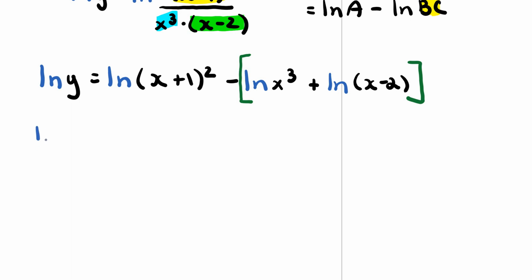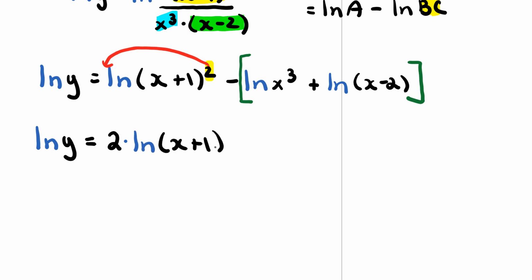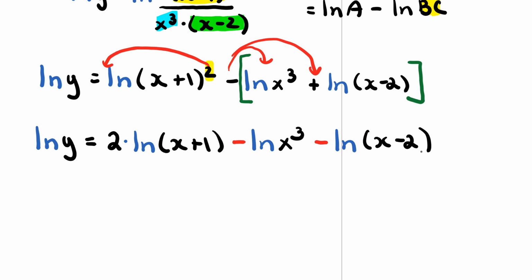So on the left-hand side, I have ln y, and on the right there's a power of 2, so we can start by kicking that to the front. So that's going to be 2 times ln of bracket x plus 1. And then this minus sign here, let's just distribute the minus sign first. If I distribute the minus sign, I have a minus ln of x cubed, and then minus ln of x minus 2. Okay.